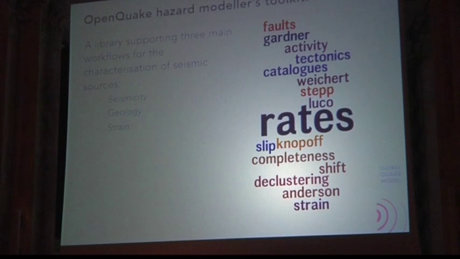So for the creation of the source model, we created the so-called hazard modeler toolkit. The hazard modeler toolkit is basically supporting 3 processing workflows that are starting from basic information: seismicity information, information coming from geology, and strain information. And from these data sets, going until the creation of the source model.